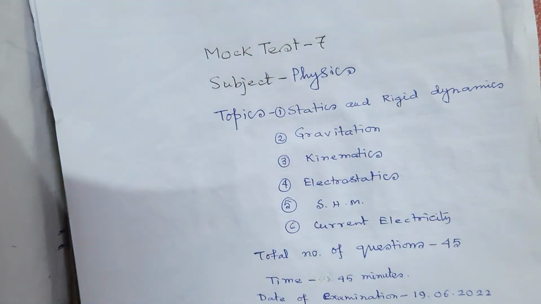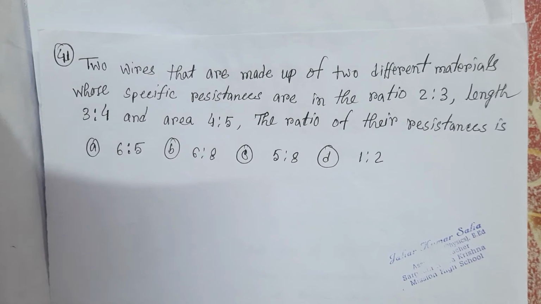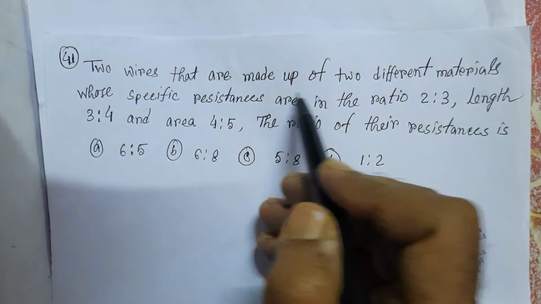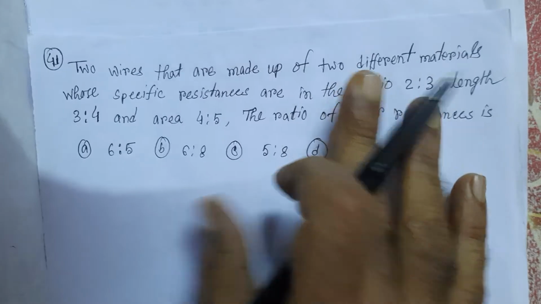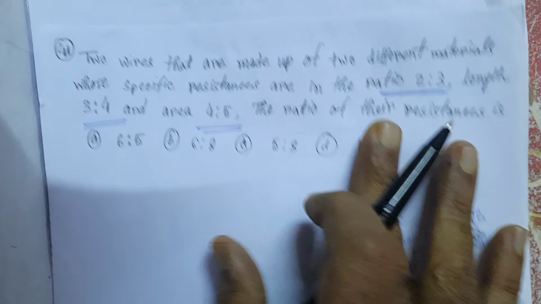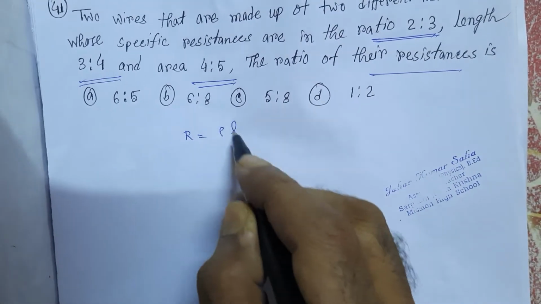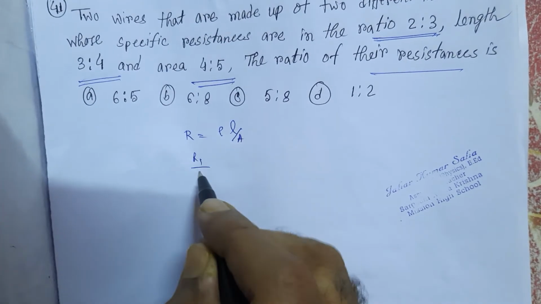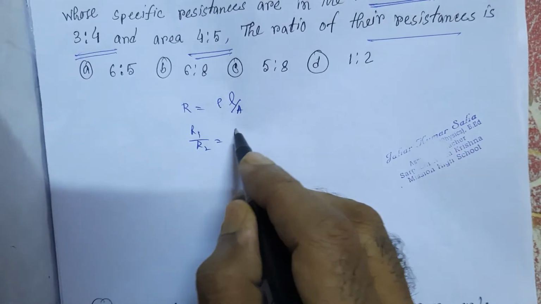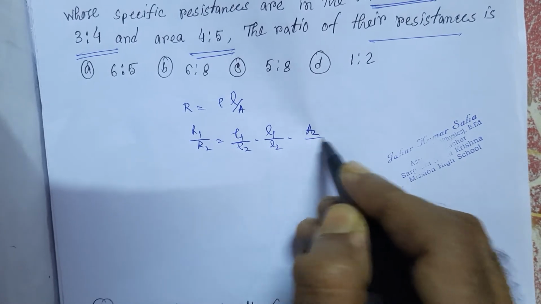Now let us take question number 41. In question number 41, we see that two wires made of two different materials have specific resistances in the ratio 2:3, lengths 3:4, and areas 4:5. For the ratio of their resistances, we know that resistance R equals rho into L by A. So R1 by R2 equals rho 1 by rho 2 into L1 by L2 into A2 by A1.